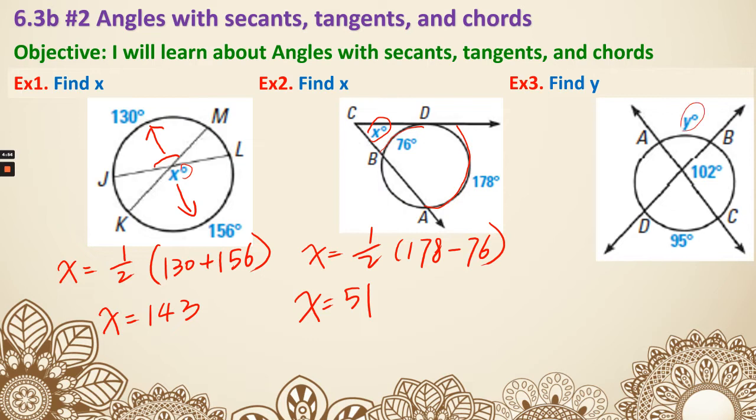Example 3. Y is here, and this arc is also given, but you are not exactly given the angle that's facing them, because this is the one that's facing these two arcs. But we're giving the one that's next to it, that is supplementary to it.